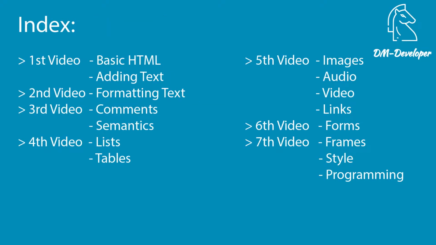So this tutorial will be divided in 7 videos. And it will cover all of these points, starting with basic HTML and adding text. After that will be formatting text, explaining comments, explaining semantics and the organization of the code, explaining lists and tables, images, audio and video, links and forms. We'll finally explain frames, style and programming. But now for this video we will cover the chapter of basic HTML and the chapter of adding text.